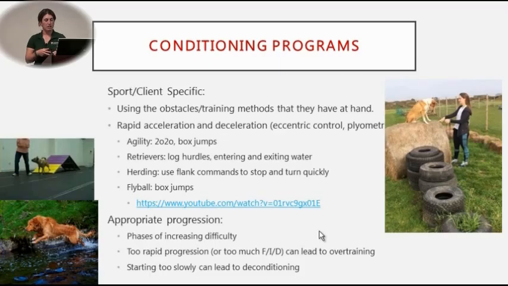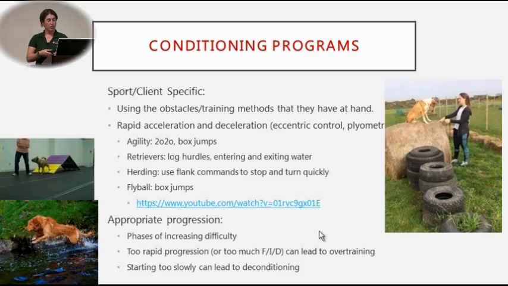So it requires plyometrics and eccentric control of the muscles. So in agility, I would teach them to do 2-on, 2-off decelerations here. I would also teach them to do box jumps because they're doing a lot of jumping in agility. In the retrievers, I hinted at that we do these log hurdles, and another good one for plyometrics is entering and exiting the water rapidly.